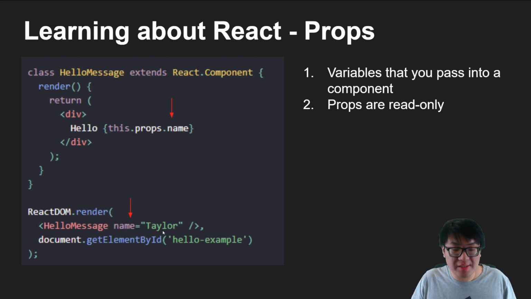In this instance, it's Taylor. And you can access the prop by just calling the curly braces, and then this.props, which is the keyword, and then the variable that you passed into the component, which in this case is name.